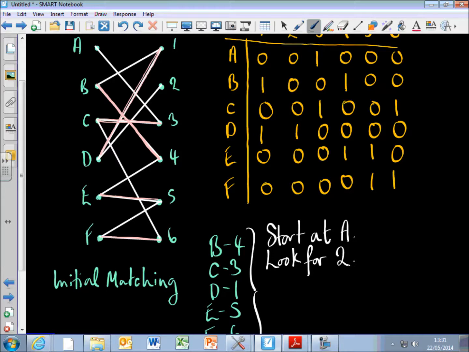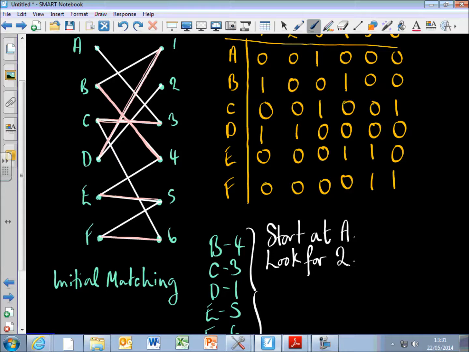I start on the left on the node that isn't connected. That's why I'm starting at A. So when I move from left to right, I always move from left to right on an edge that isn't connected. Okay? And then I move from right to left on an edge that is connected. And it's got to always be like that. So when I go from right to left, I have to move on one that is connected.